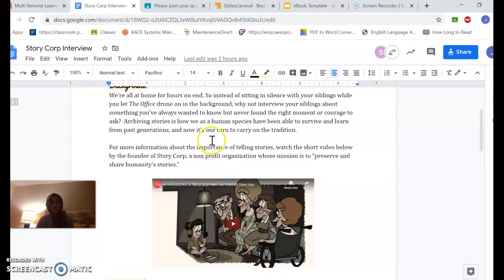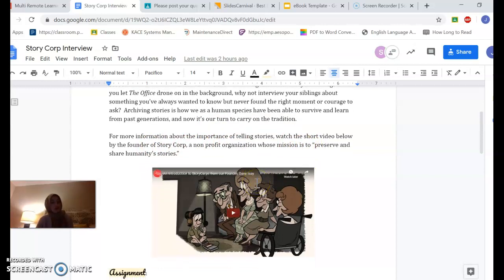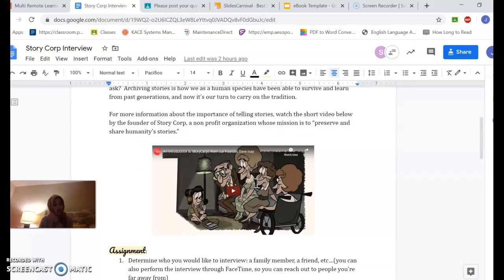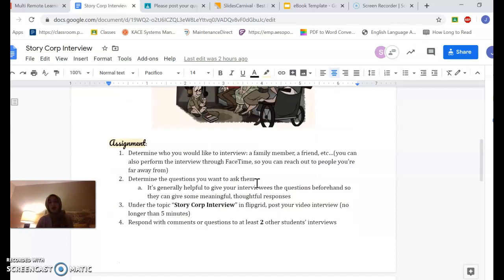So this idea comes from StoryCorps. It's a nonprofit organization whose mission is to preserve and share humanity's stories. And basically, you just record an interview and you send it to them. What we're going to do is you are going to determine who you would like to interview. So it could be a family member, a friend.